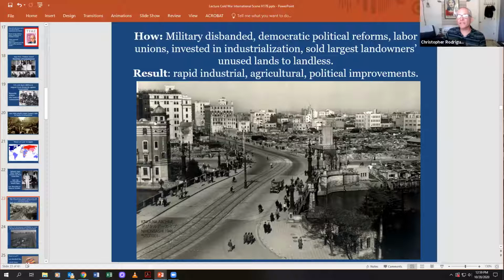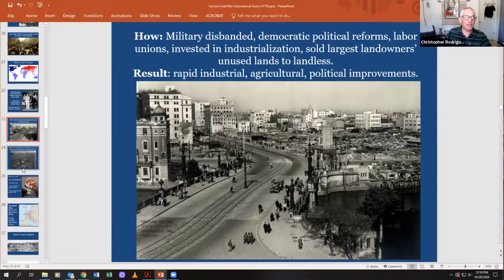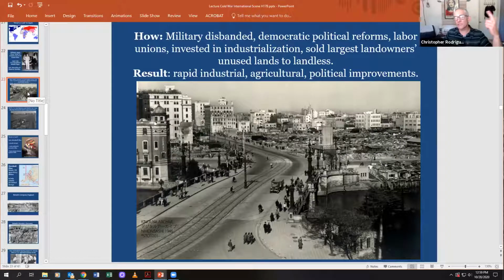And what's more, they sold the largest landowners' unused land to landless people. In other words, wealthy landowners, the land they weren't using got sold to folks who needed land to grow agriculture. The result of this in Japan was rapid industrial, agricultural, and political improvements, right? And the booming of the Japanese economy for much of the 20th century.